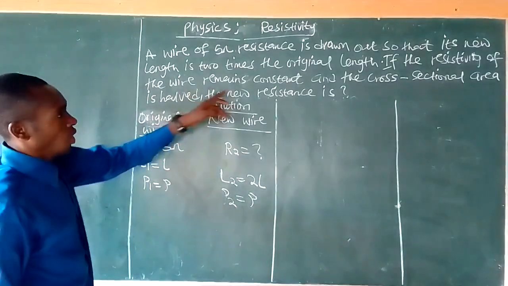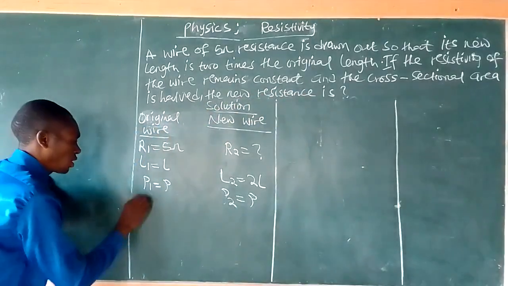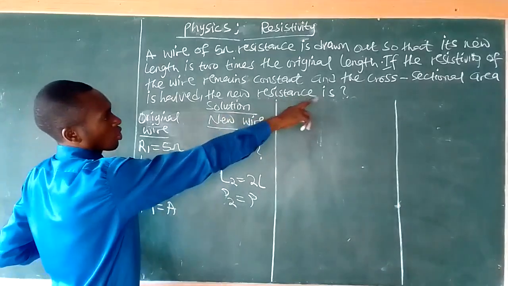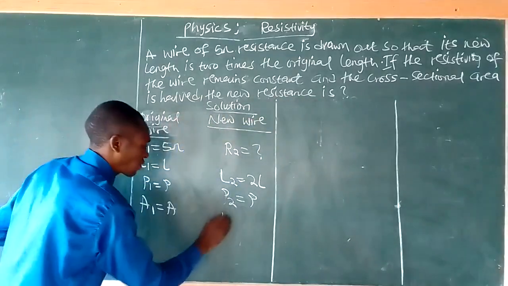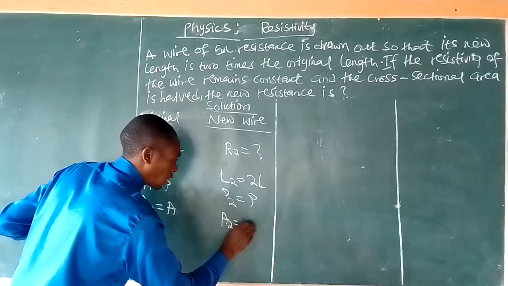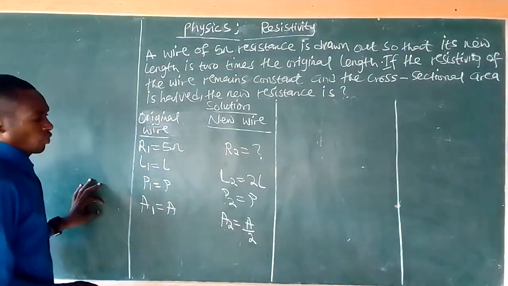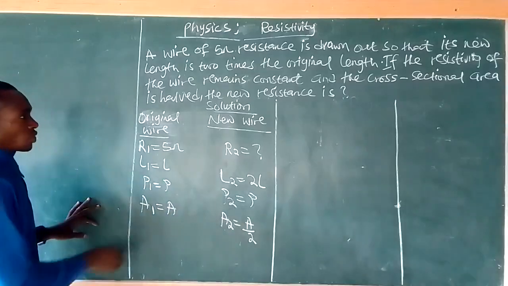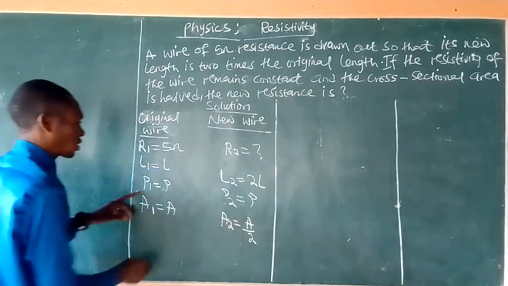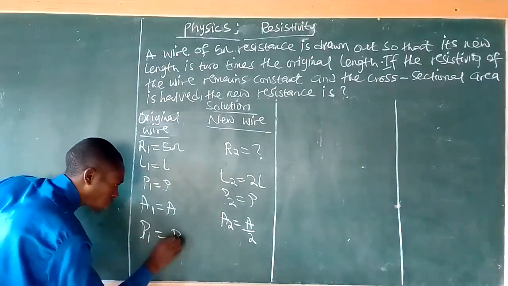Now, the next thing is, the cross-sectional area is half. So A1, we can represent as A, the cross-sectional area. The cross-sectional area is half. So A2 is going to be equal to half of A1, which is the same thing as A. We can write it as A over 2, that's divided by 2 or multiplied by half. It's still the same thing. Now, since rho 1 and rho 2 are constant, that's the resistivities are constant, therefore resistivity 1 will be equal to resistivity 2.